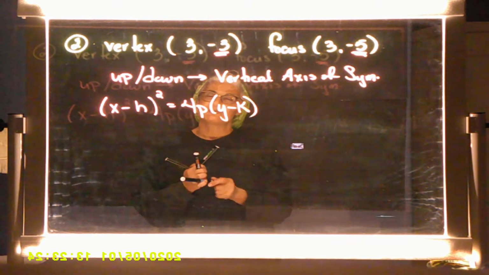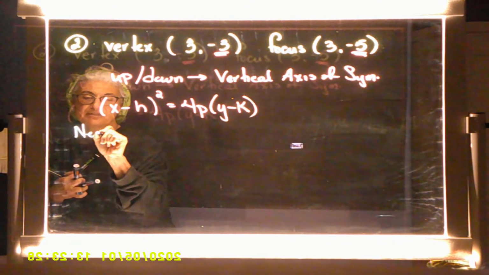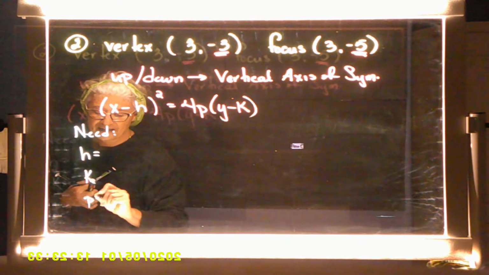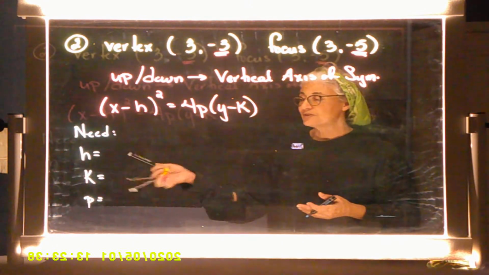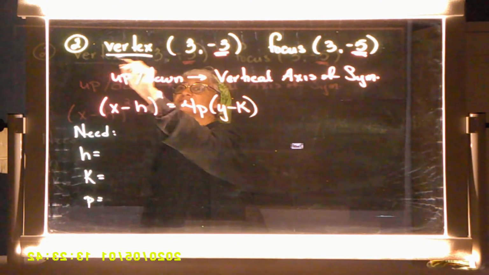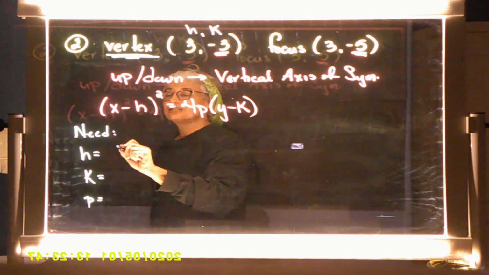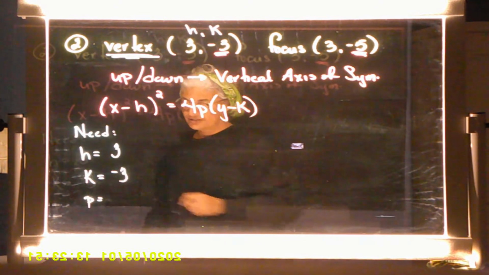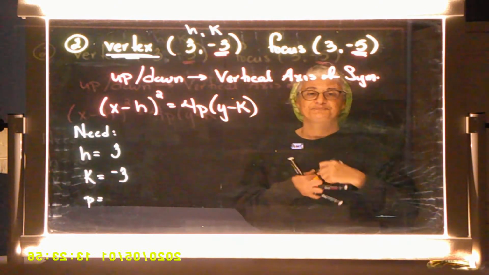Good? And remember, we need the following information. In order to write this equation, we're going to need h, k, and the value for p. So, the question is, do we have any of those 3? We do. Good. Excellent. Because they gave me the vertex. So I have h and I have k. So h is good. K is good. And I still need the value of p, don't I? All right.